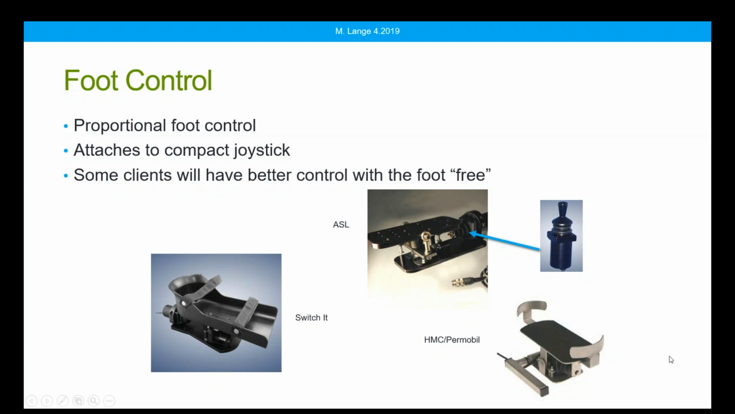So each of these basically work by taking a standard compact joystick and attaching it to a receiver. And then typically by pushing your toes down towards the floor into plantar flexion, the chair moves forward. By bringing your toes up to the ceiling in dorsiflexion, the chair moves rearward, and by pivoting the foot left and right, the chair will turn side to side. These work very, very well.